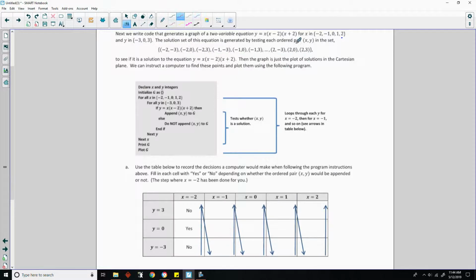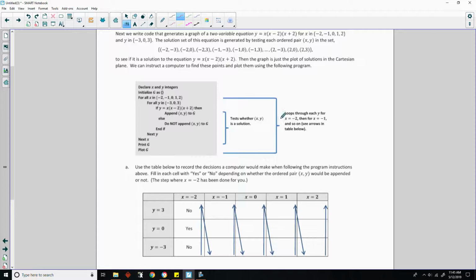Okay, so all of these are integers. So that's true. Initialize G as an empty set. So we're starting with an empty set. And then for all x in our domain, -2, -1, 0, 1, 2, and then for all y in the range, -3, 0, and 3: if y equals this equation, then append x, y to G, else do not append x, y to G. Next y, next x, print G, and plot G.